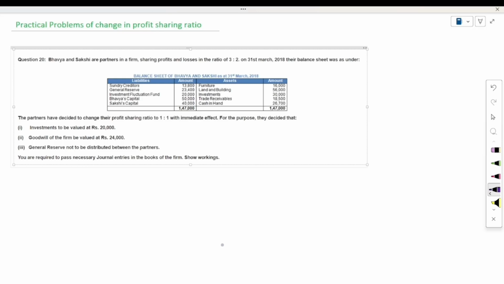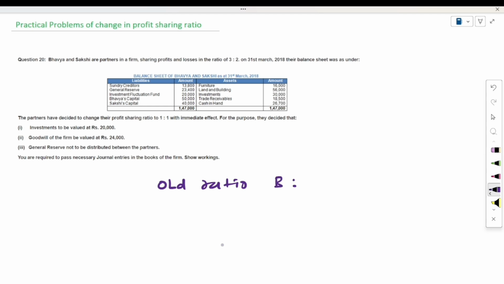Hi everyone, today in this video we are going to solve another problem of change in profit sharing ratio. Here is a problem in which the balance sheet is also given. There are two partners, Bhavya and Sakshi. The profit sharing ratio is 3:2. It means first of all we will write the old ratio. Old ratio of Bhavya, B, and Sakshi is 3:2.